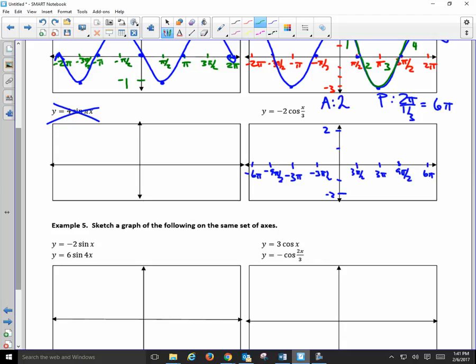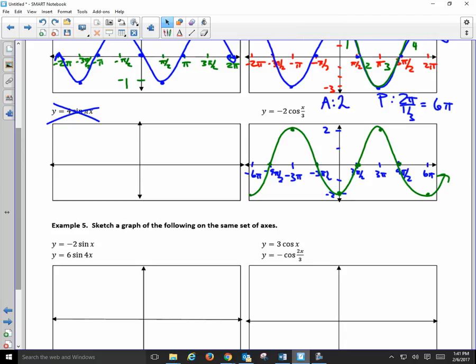Where to start? Start at negative 2. And I'm going to go up. Repeat the pattern the other way. We have a beautiful sine graph.